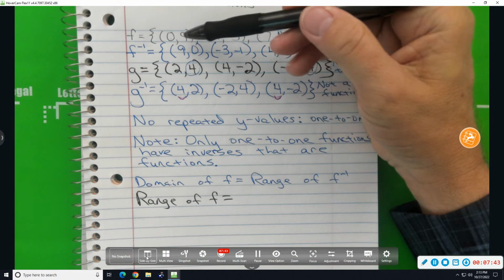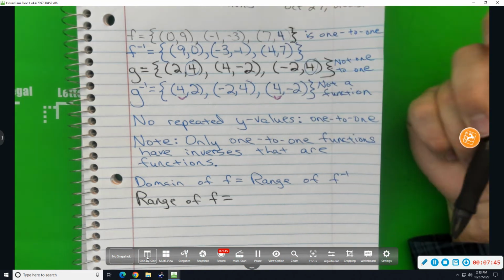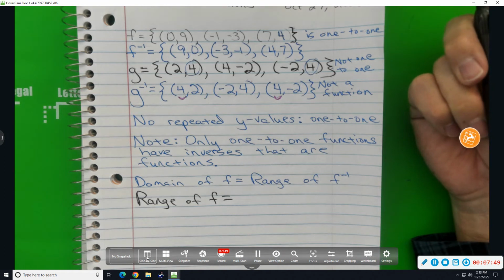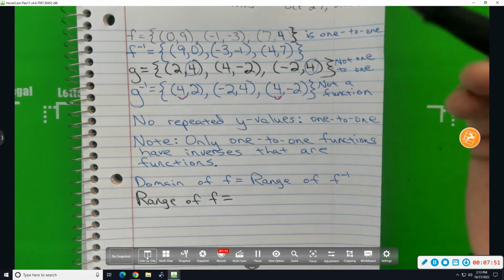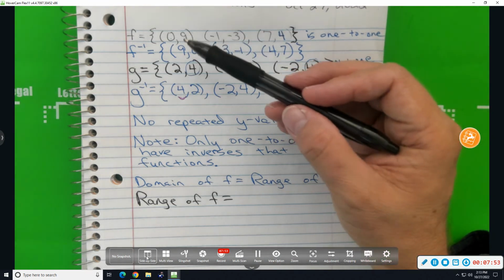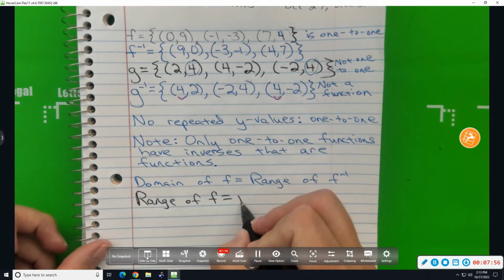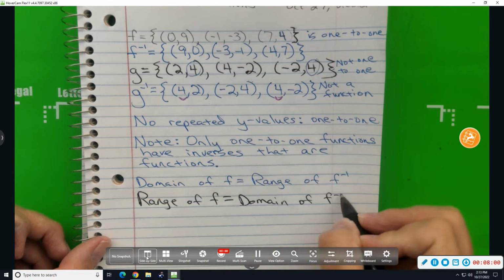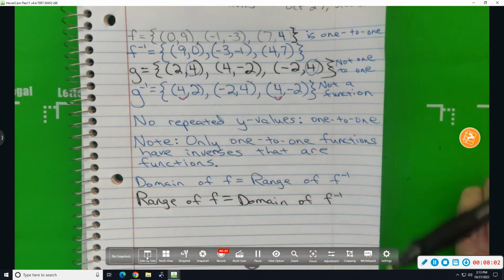The y's in the original function, what are they going to become in terms of the inverse? The domain. The y's in the original become the domain in the inverse. And there will be some questions regarding that concept in the homework.